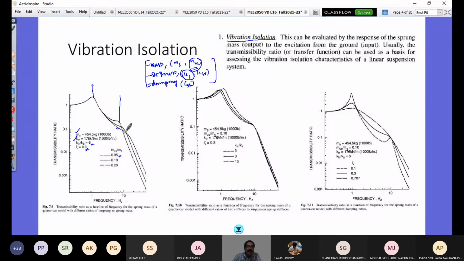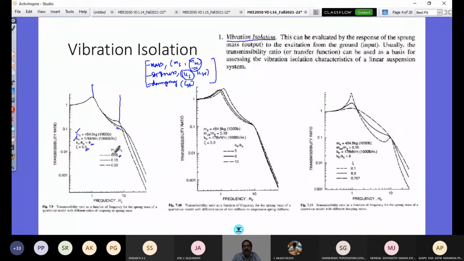And of course, the penalty is in the higher frequency range. But in the higher frequency range, you see already what this transmissibility ratio is beyond this. So that's negligible. So that's called a penalty. So I can now prefer a lighter mass of my vehicle for good vibration isolation, right?